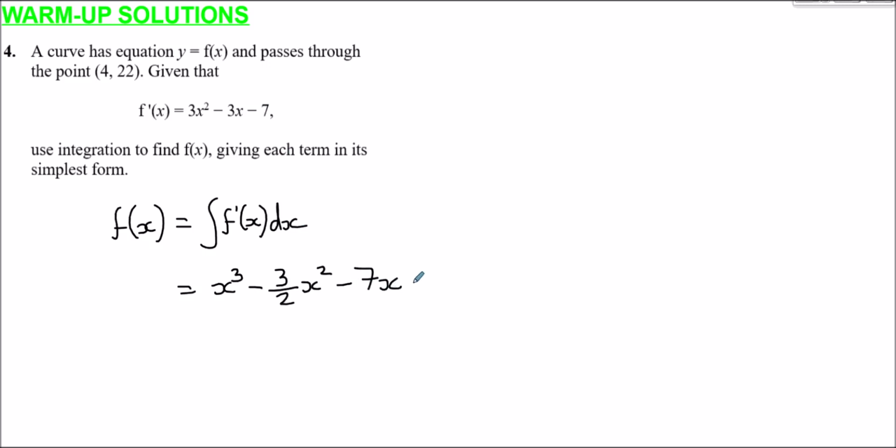And then we need to remember to include the constant of integration. And we find the constant of integration by subbing in these points. So sub that when x is 4, f of x is 22.